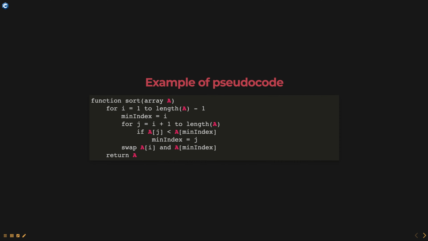The pseudocode provides a clear and concise description of the algorithm, which can then be easily translated into a specific programming language.